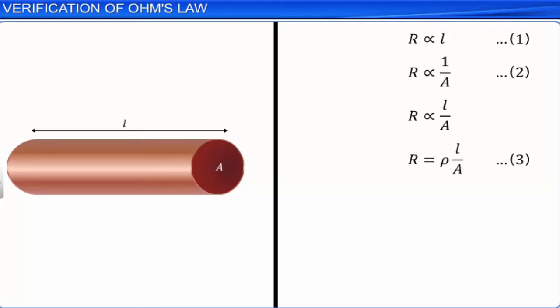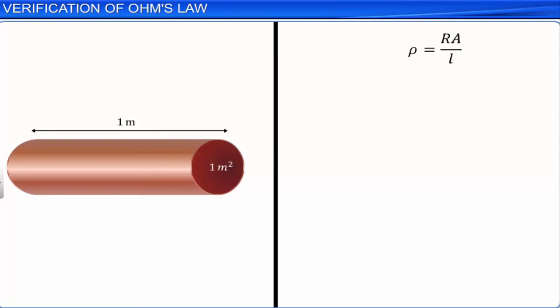From equation 3, we get ρ is equal to RA by L. If the length of a wire is 1 meter and its cross-sectional area is 1 square meter, then the resistivity ρ of the wire becomes equal to its resistance. Hence, resistivity ρ of a material is the resistance of a wire of that material of unit length and unit cross-sectional area.